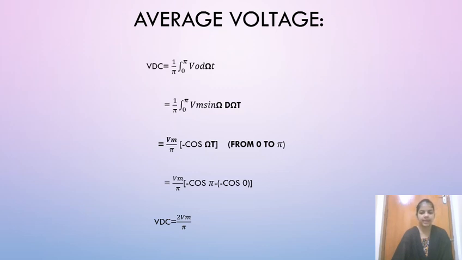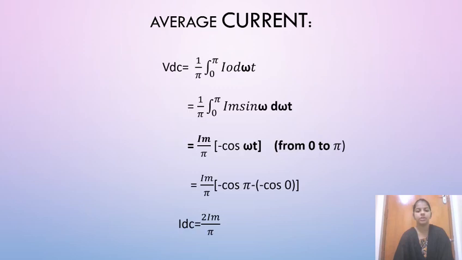Average voltage is denoted as VDC. For our understanding, VDC is equal to 1 by pi integral 0 to pi V0 d omega t, which equals 1 by pi integral 0 to pi Vm sine omega t d omega t. This is Vm by pi times minus cos omega t over the interval 0 to pi. If we simplify that, we get VDC equal to 2 Vm by pi. Using the same formula, the average current IDC is equal to 2 Im by pi.